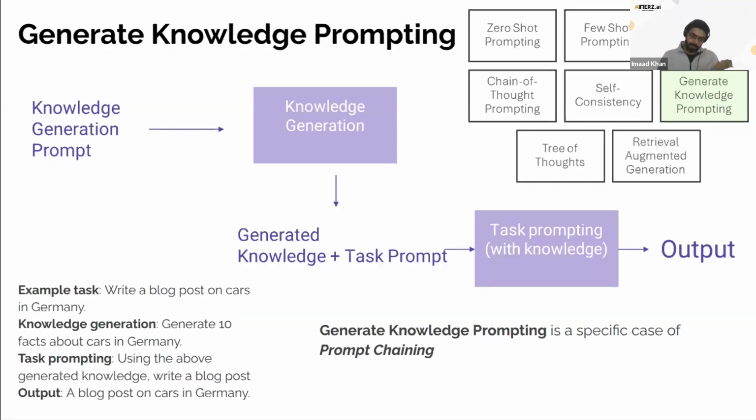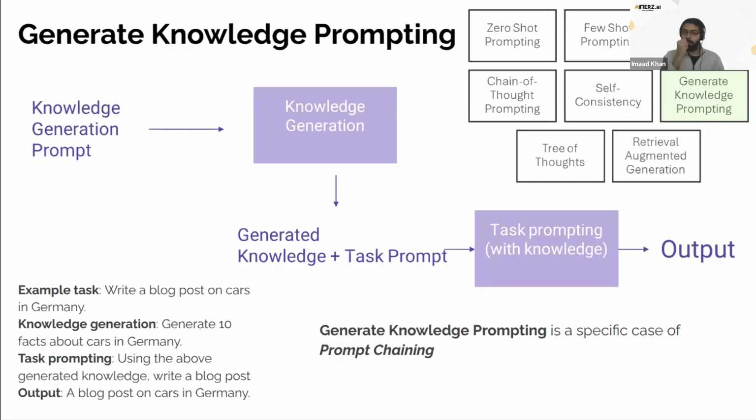So, write a blog post on cars in Germany. The knowledge generation part would be: generate 10 facts about cars in Germany, right? You're not actually writing the blog post here. You're saying, okay, tell me about the cars in Germany. Then you do task prompting, which is essentially what the task is. You use the above generated knowledge and you come up with a blog post. And then your output essentially is the blog post on cars in Germany.